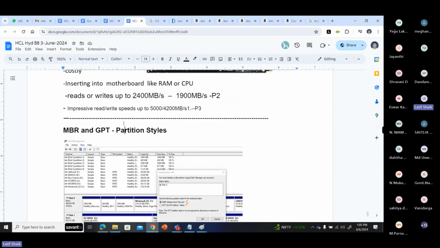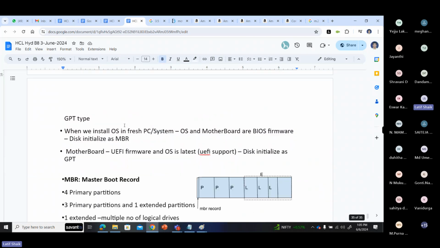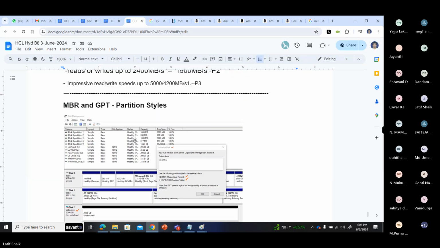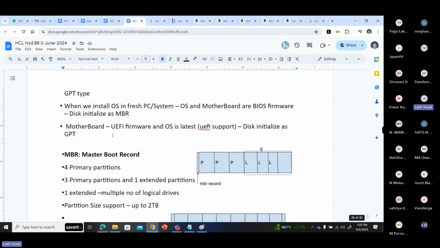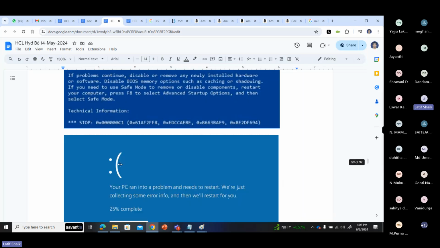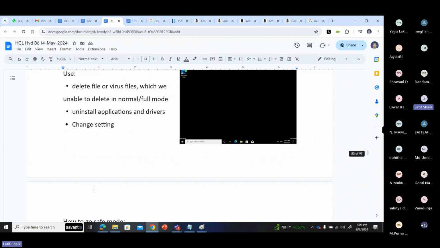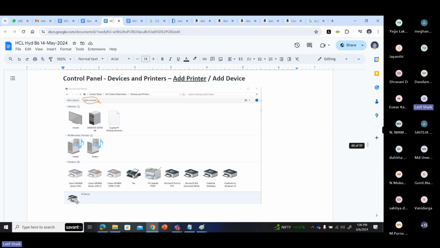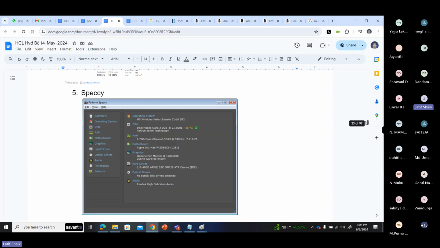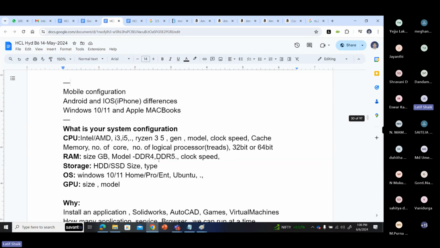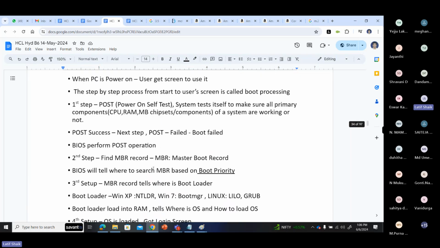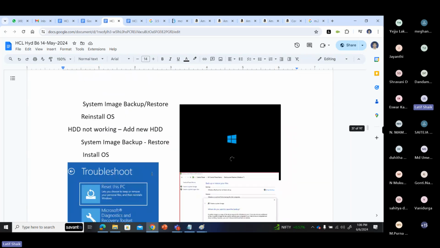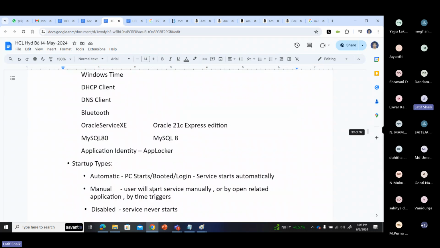Okay, guys, this is your total storage. Tomorrow, if possible, I will tell you about MBR and GPT. Then we will continue with boot processing: what the boot process is, and how to check system configuration. Then I will show what the boot process is, and then troubleshooting in the boot process, what issues you will get. We will discuss that tomorrow.